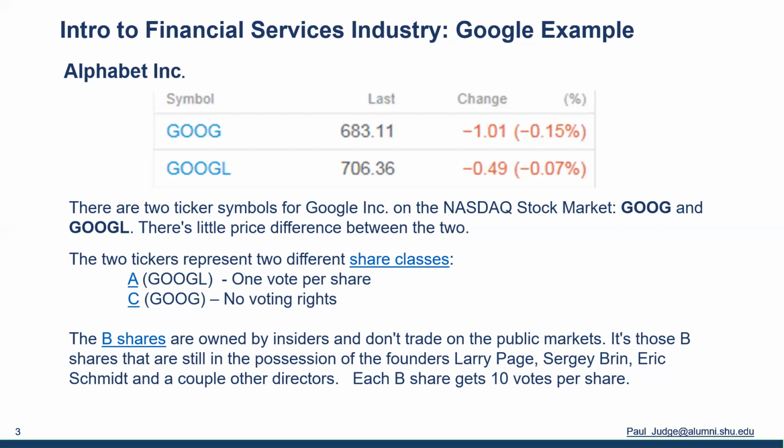Now, in addition, I want to note here, Google also has a B issue, but the B issue is not traded on the market. It's not for sale to the public. The public can't buy the B issue. The B issue is only held by the founders of the company. And one share of the B issue has 10 votes. So obviously, this is a way that the founders, Larry Page and Sergey Brin and Eric Schmidt, and a couple others, maintain control, right?